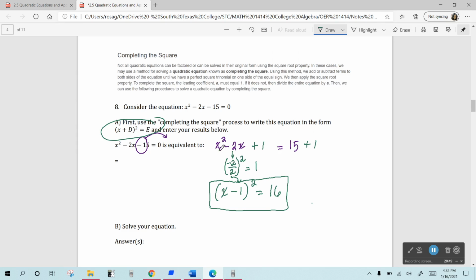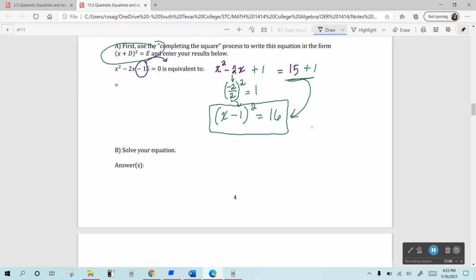Now it comes time to factor. You always put the first letter here, so that's an x. And then you're going to get the number in the parentheses. So that's negative 2 divided by 2. That's a minus 1. And you always put the square. And that's going to equal whatever you got here, which was 16.